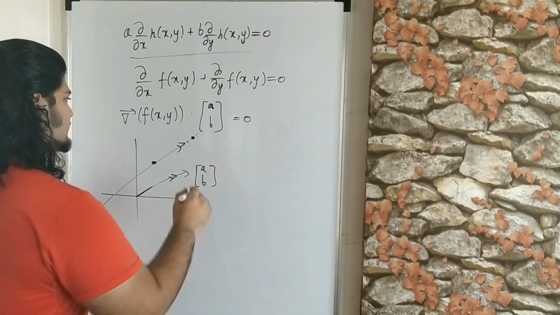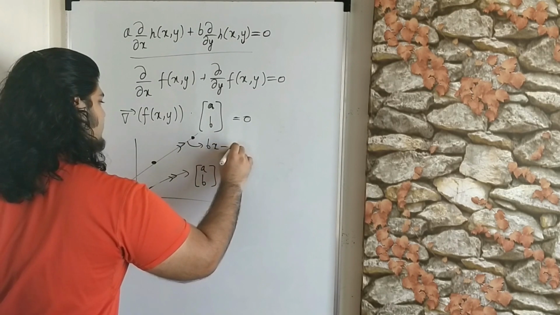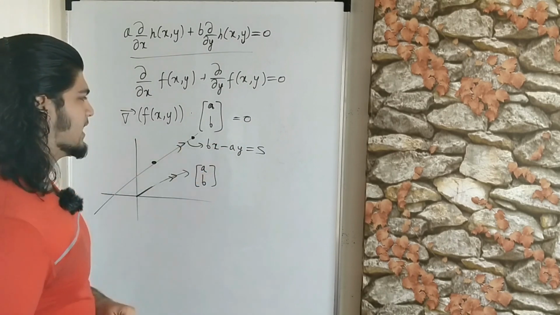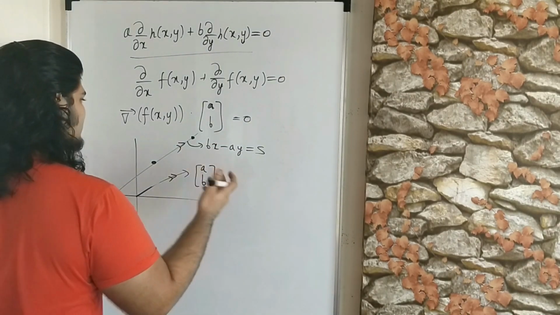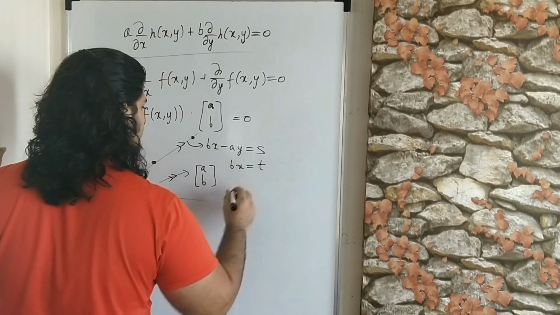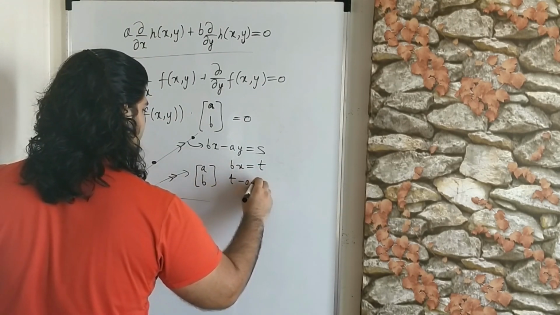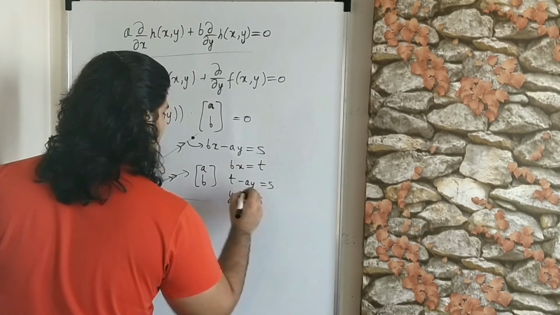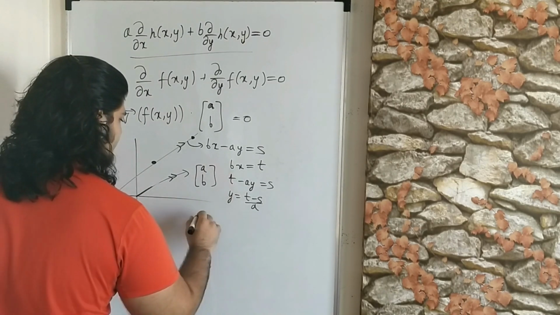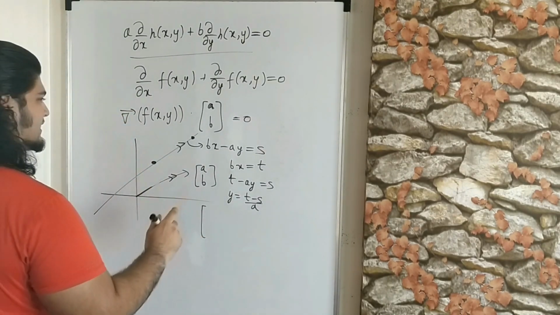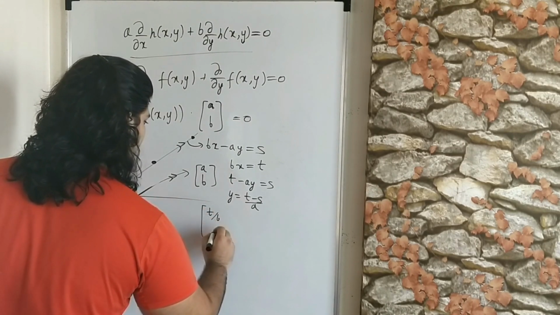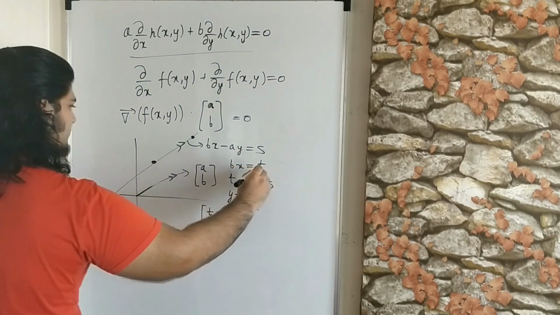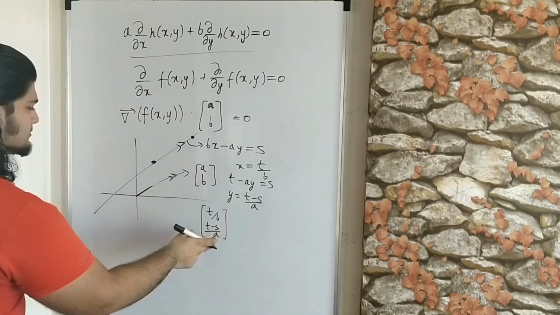So firstly, the equation of this line is going to be bx minus ay is equal to some constant s, and now we'll try to parameterize this line. How do we parameterize it? Let's say bx is equal to t, so that means that t minus ay is equal to s, so y is equal to (t minus s) by a. So now we can say that any point on this line is of the form (t by b, (t minus s) by a), because t by b is x and (t minus s) by a is y.